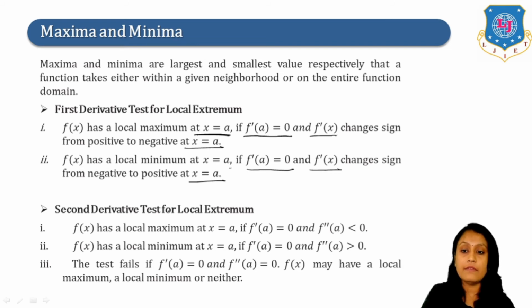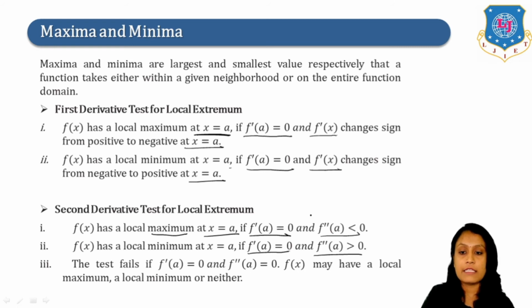Now the second derivative test for local extremum. So f(x) has a local maximum at x equal to a if f'(a) is equal to 0 and f''(a) is less than 0. For local minimum, f'(a) is equal to 0 and f''(a) is greater than 0. So if f''(a) is greater than 0, then local minimum.